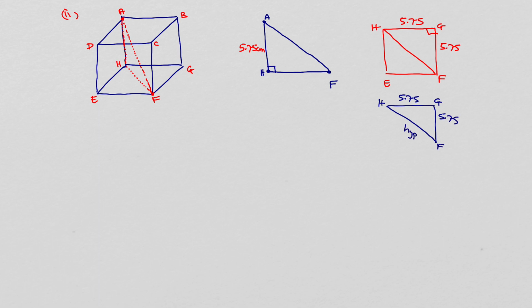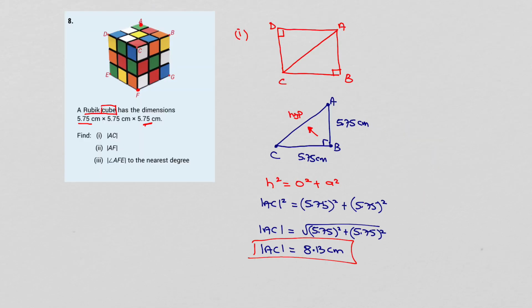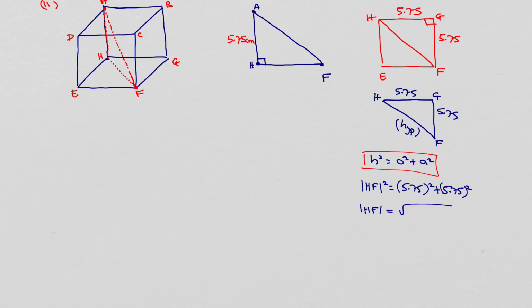In other words, that's the hypotenuse there. So again, we can say H squared equals O squared plus A squared. And therefore we have HF squared equals 5.75 squared plus 5.75 squared. So HF is equal to the square root. And if we look, well, it's exactly the same as the previous question. It's just going to be the same dimension, which is 8.13.